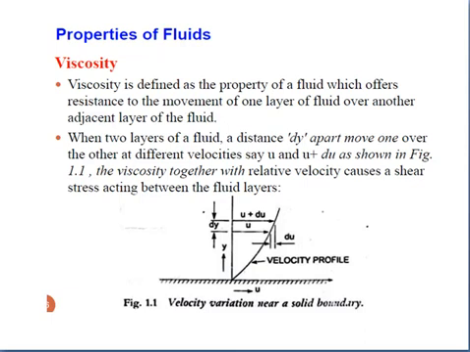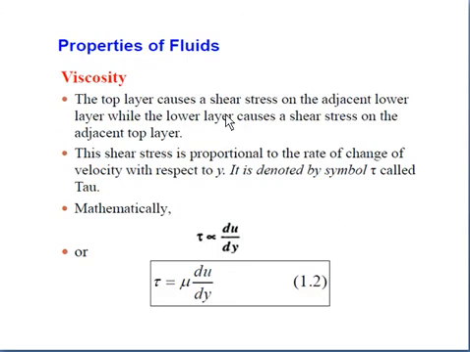Now see mathematically, the next part. The upper layer causes a shear stress on the adjacent lower layer, while the lower layer causes shear stress on the adjacent top layer, meaning both layers apply a shear stress on each other. This shear stress is proportional to the rate of change of velocity with respect to y. It is denoted by the symbol tau. Tau is nothing but the shear stress, and it is directly proportional to the velocity gradient. This du by dy, the change in velocity with respect to the y displacement, is called the velocity gradient.